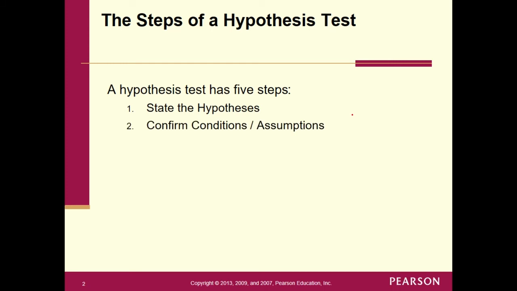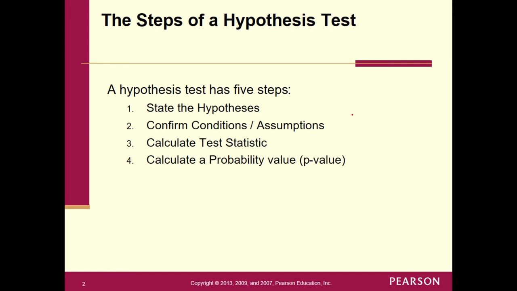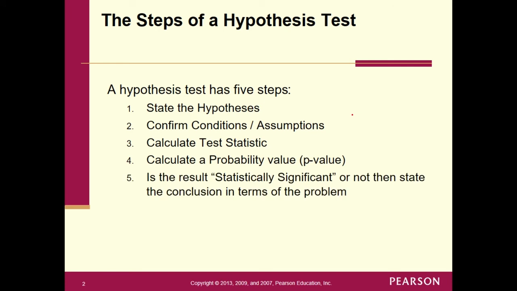So here, after we state the hypotheses and assuming that the data has been collected and summarized, we would go ahead and confirm conditions or state assumptions if we had any. 3, we would calculate what's called a test statistic. 4, we would go ahead and calculate what's called a probability value or a p-value. And then 5, we would say, are the results statistically significant or not? Then state the conclusion in terms of the problem. So those are your 5 basic steps. So we'll go through all 5 steps in detail.